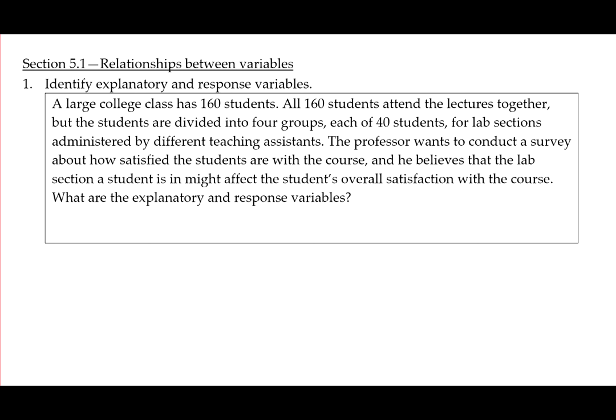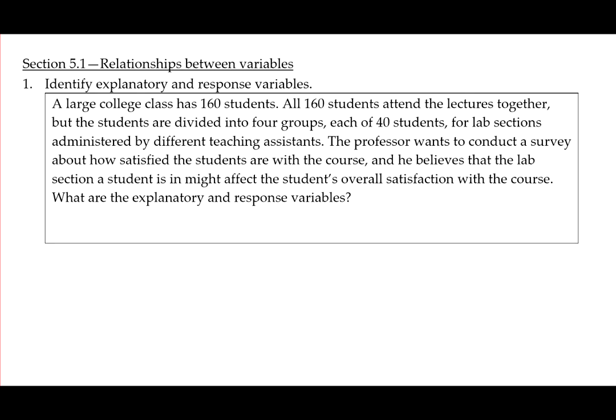The first and only learning objective at section 5.1 is to identify explanatory and response variables. So let's first talk about what the explanatory and the response variable are. The response variable is what we're interested in studying. That's the main purpose of the study. And the explanatory variable is something that we think might influence the response variable.